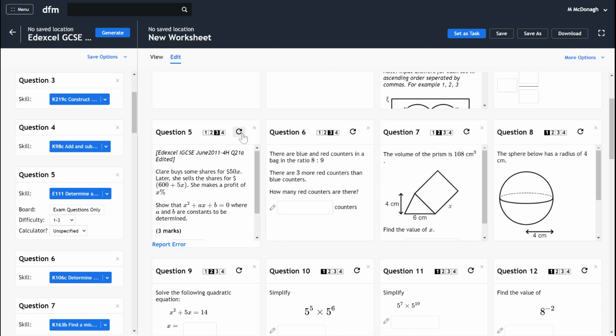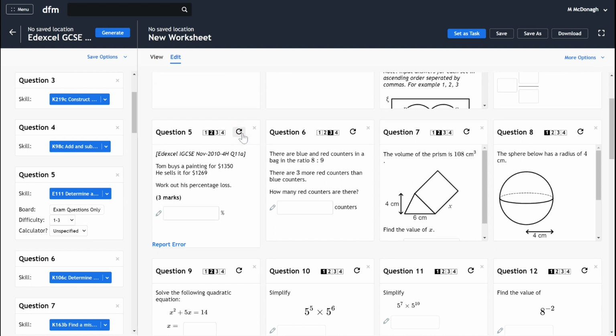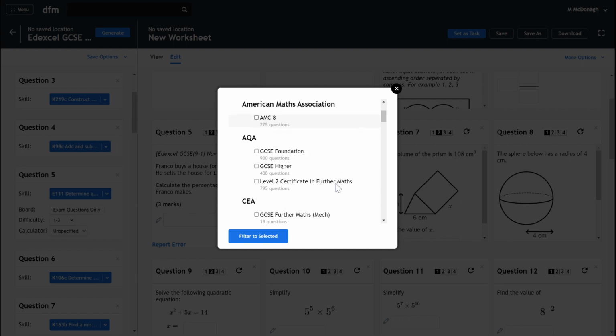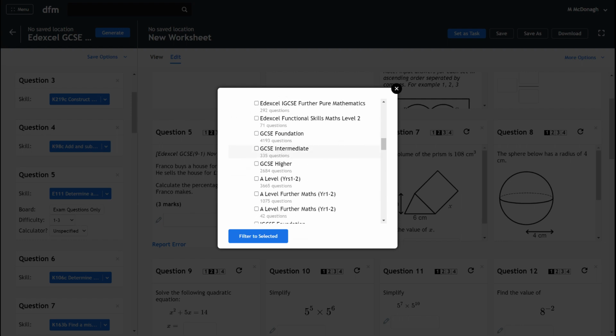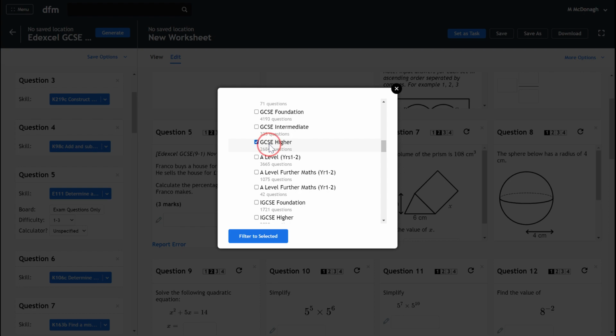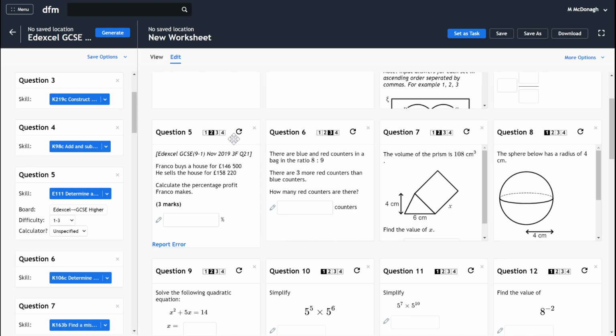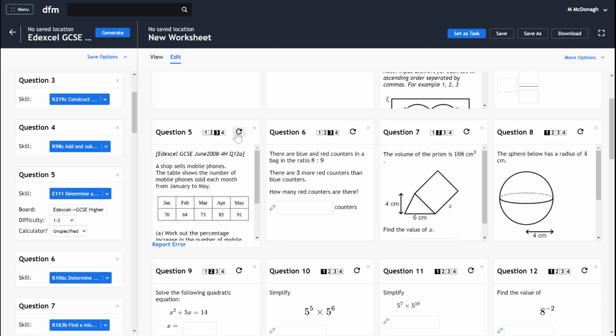So a few options. If you're not happy with the question, the first thing you can do is just refresh the question, and then that one's a difficulty 2 question and arguably quite a lot easier. So you could see the variation like that. The other thing you could do is filter to your own exam board. I could click exam questions only and say I only want Edexcel GCSE Higher questions to be available. I could make that filter and then refresh, and I'm going to get an Edexcel question only. The other thing I could do is change the difficulty here.